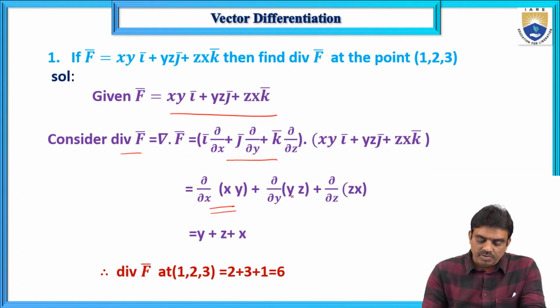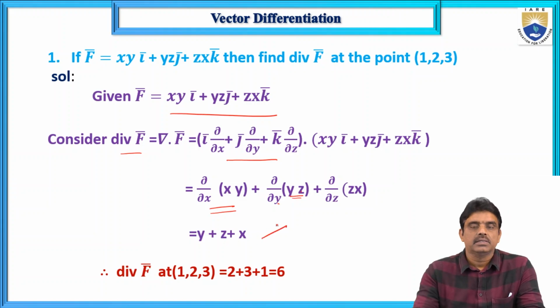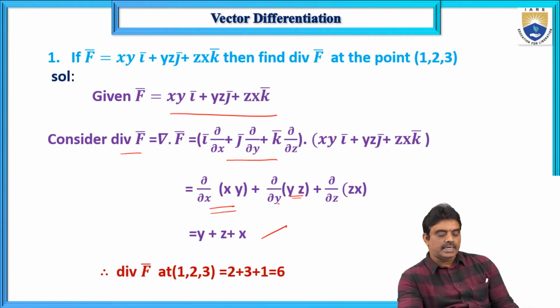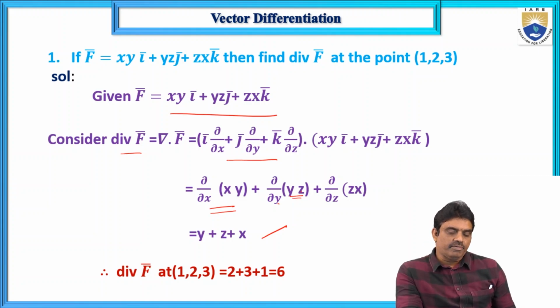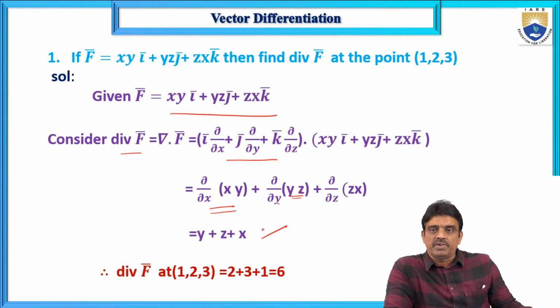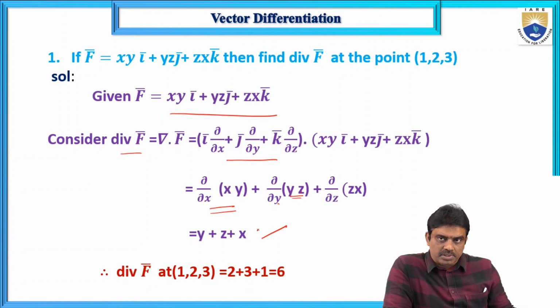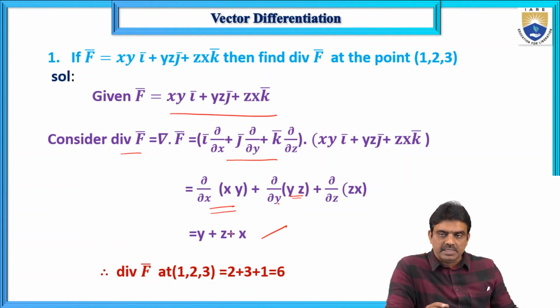The partial derivative of this function with respect to y, so z will be the constant, plus dou by dou z of zx, which is x. So x plus y plus z is the divergence of f bar. Clearly it is a scalar function. There is no I bar, j bar, k bar terms. Clearly it is x plus y plus z.